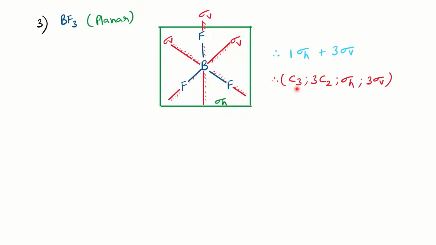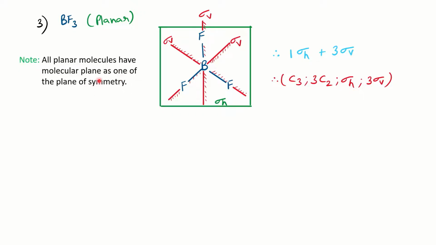Since we have already covered the rotational axis, the C3 axis of rotation, which is followed by NC2 axes, sigma H is there and 3 sigma V are there. So far we have covered rotation and reflection elements of symmetry. Basically, all planar molecules have the molecular plane as one of the planes of symmetry, which you can make a note of.